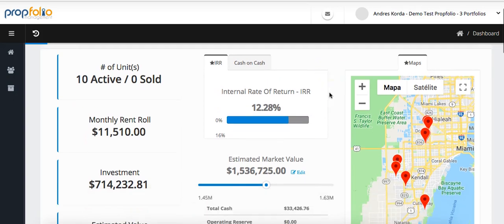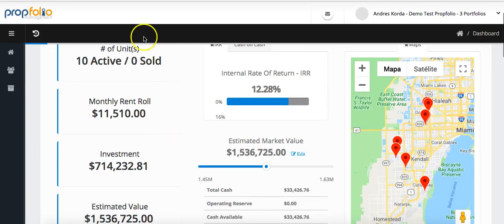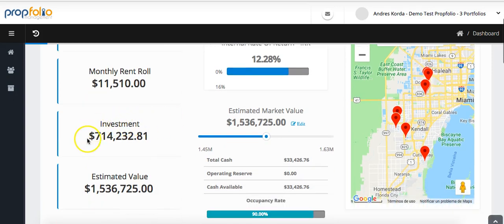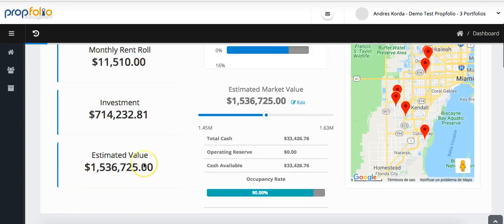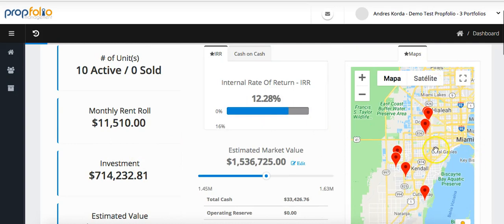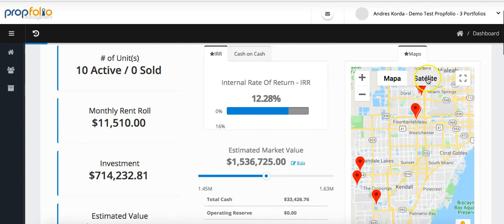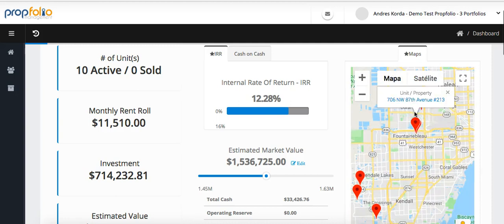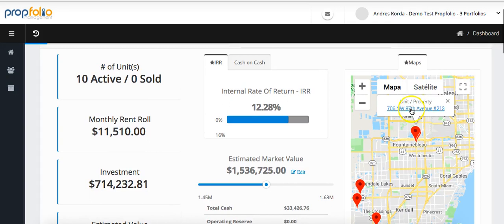In the summary page, which is the dashboard for this portfolio, you first have on the left hand side the number of units, what's active, what's sold, and the monthly rent roll of everything that all those 10 units are providing every month. You have the investment and the estimated value, again a summary. You have the map with each of the properties. You can go satellite, you can go regular map, and you can click on any of the properties to then access a specific property and all its numbers, which we'll get into a little later.